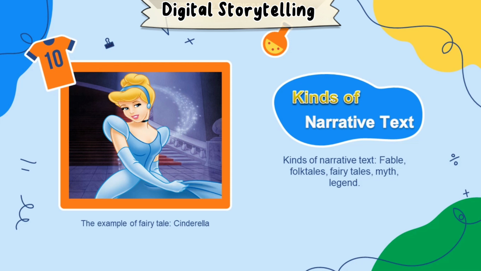Folktales. In Indonesia, it means cerita rakyat. And fairy tales. What is fairy tales?